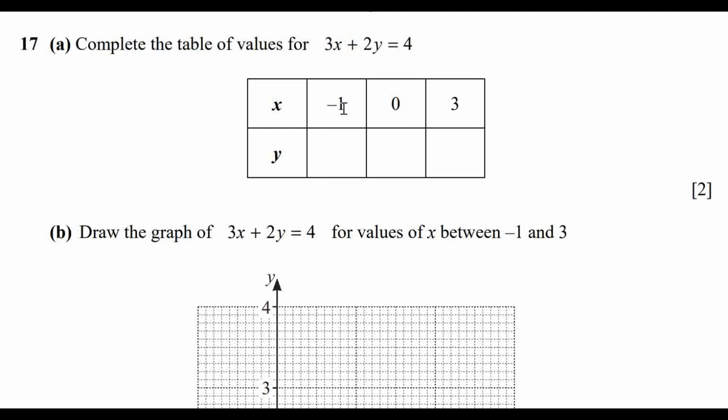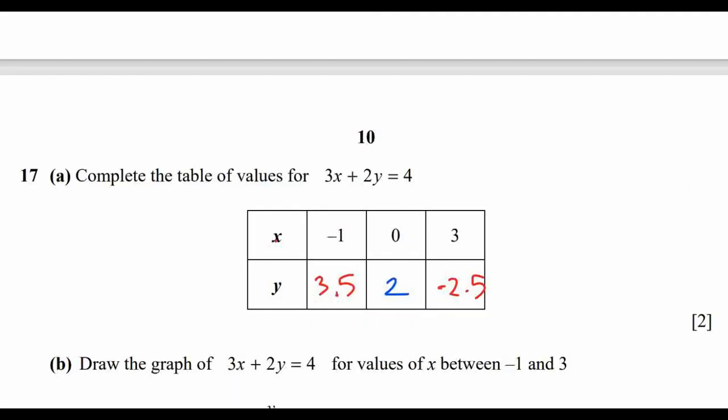Now x is given -1, 0, 3, so we have to write down in this box the answers for the y value. So you're given 10 seconds. Alright guys, if you have not finished, pause this video, so let's check out the answers. There we go. So we have y equals 3.5, and when x is 3, y is -2.5.